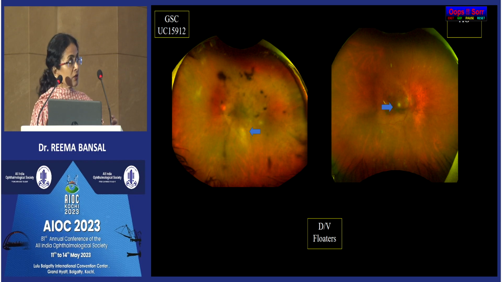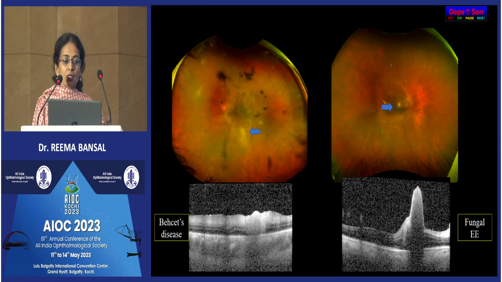Similarly, the second frame is of the right eye of another patient. You have vitritis and there is a focal retinitis right at the fovea. Now, the patient presented with decreased vision, floaters because of so much vitreous inflammation. Now, when we do the OCT through this focal retinitis lesion, and I would not do an FFA before I do the OCT because I want to know the nature of the lesion.